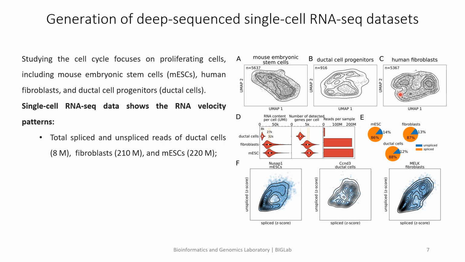RNA velocity pattern with total spliced and unspliced reads. The data of ductal cells are only 8 million, while the data of fibroblasts are 210 million, and the data for mouse embryonic stem cells are 20 million.